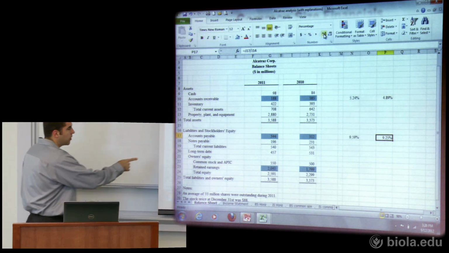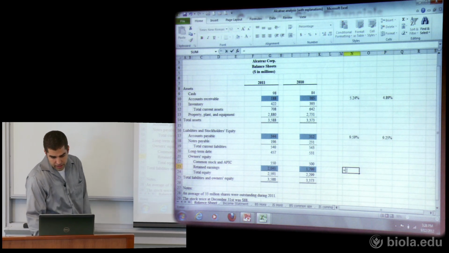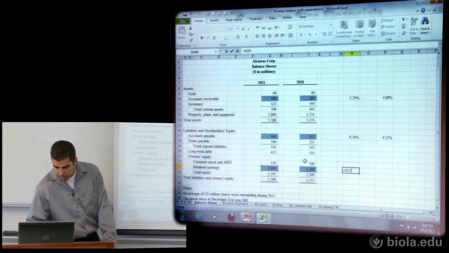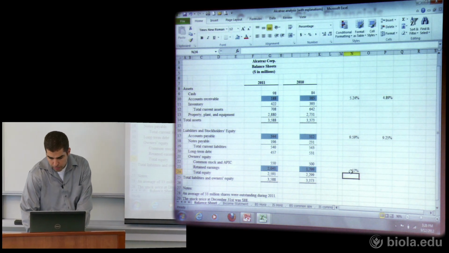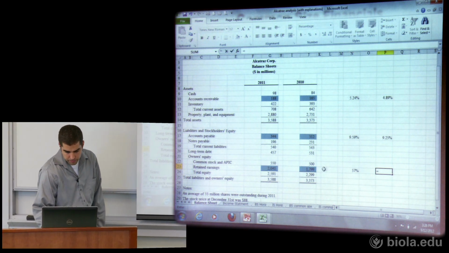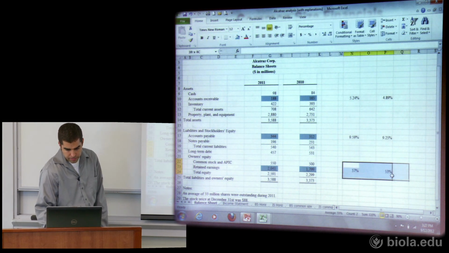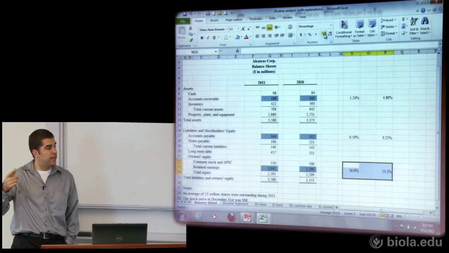But let's go down to retained earnings here. It looks like there's a pretty big jump in retained earnings. So if I took 2041, that's my retained earnings for 2011, divided by the total assets, 57% compared to 53% in 2010. Okay, so that's a fairly big jump. That's about 3 or 4% that retained earnings is jumping up.